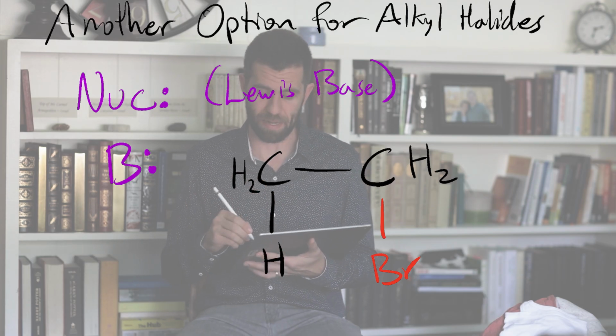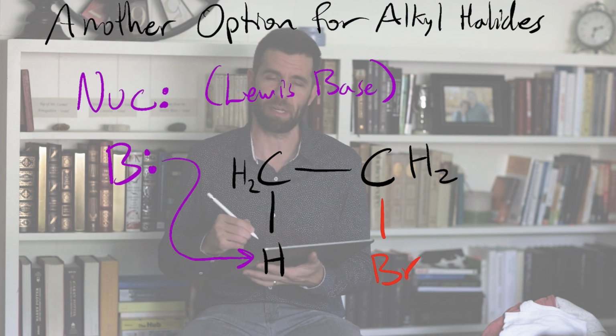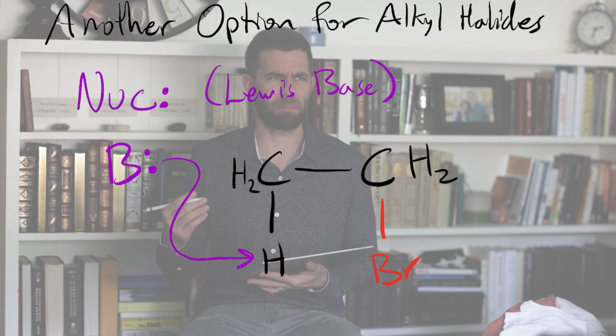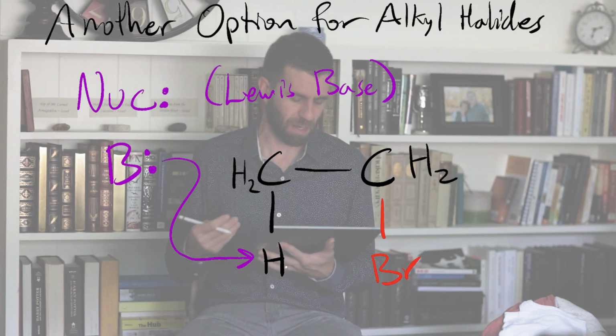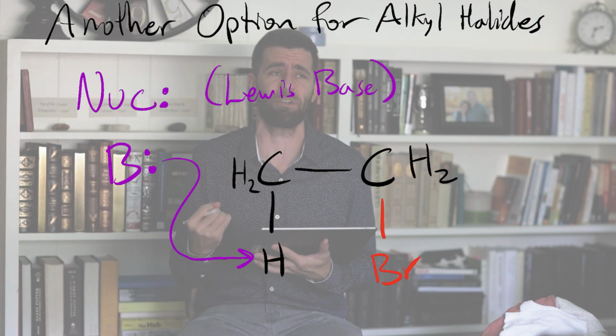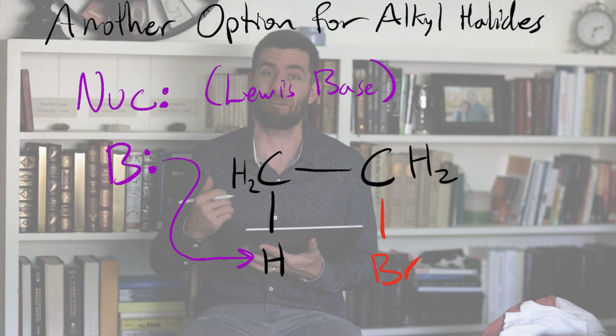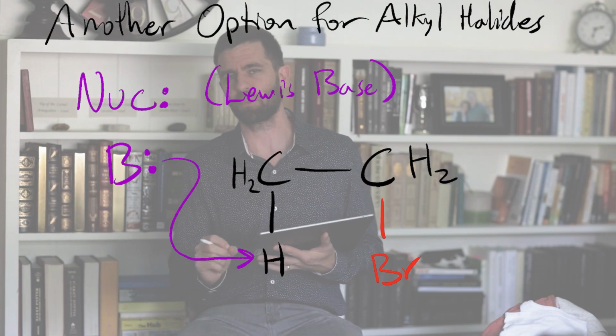Now if this base was to go and grab a hydrogen here, would that be possible? Normally we'd say no, of course, because that hydrogen is held really strongly to a carbon. A carbon-hydrogen bond isn't going to break. I mean, the pKa is like 50 for that thing to work as an acid. And normally that would be true.